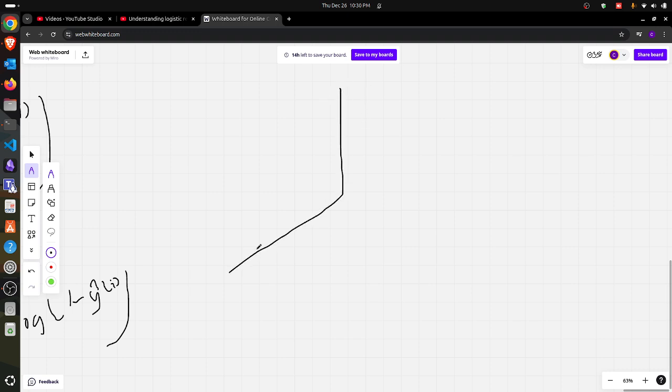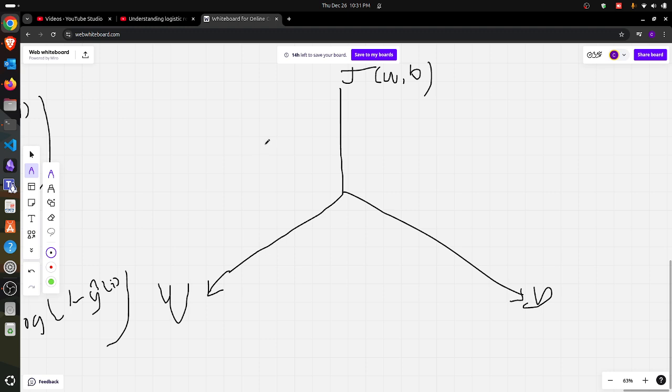Imagine this as a three-dimensional space where we are considering this dimension as w, this as b, which are weight and bias, and this as our cost function, which will have weight and bias both, and we are having something like this.